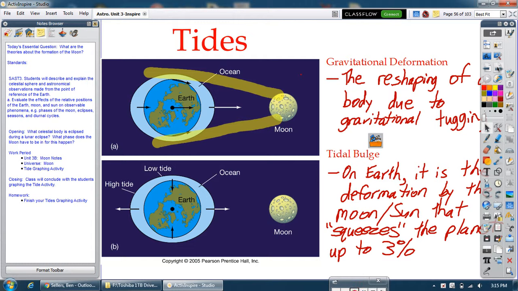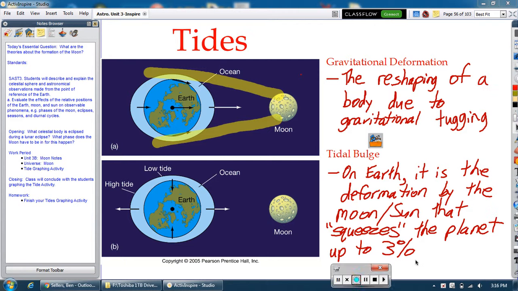Let's talk about tides. Tides are caused by what's called gravitational deformation, which is the reshaping of a body due to gravitational tugging. Now, in our case, obviously the bodies are Earth and the Moon. So this causes the planet to bulge, and it kind of squeezes the planet up to 3%.